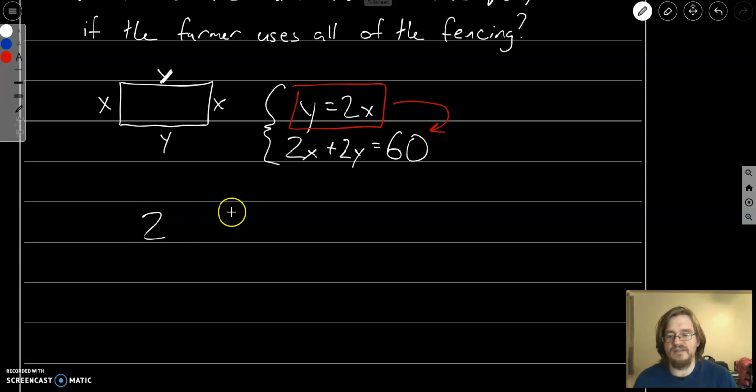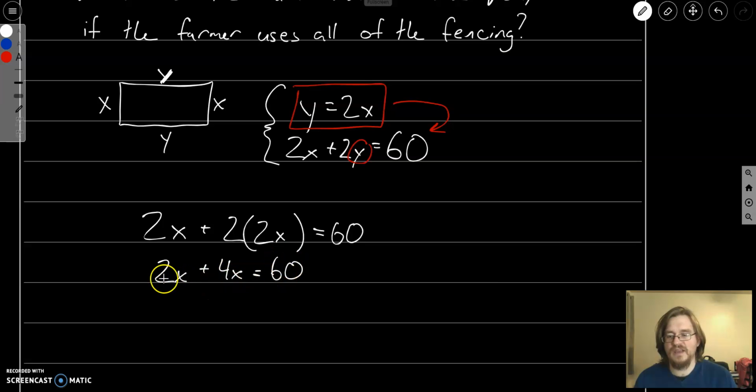So for the second equation, I'll have 2x plus 2 times y, but I know that y is just 2 times x. And this is going to be equal to 60. So again, this y here, I've substituted my 2x in for y to get this equation. Now I can simplify. So this is going to be 2x plus 2 times 2x. Well, that's 4x is going to be equal to 60. Adding the 2x and the 4x together will give me 6x. And dividing both sides by 6 gives me x is equal to 10.